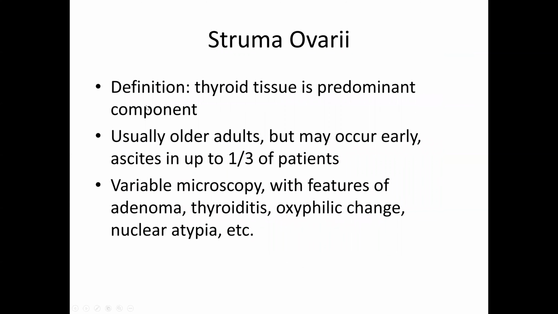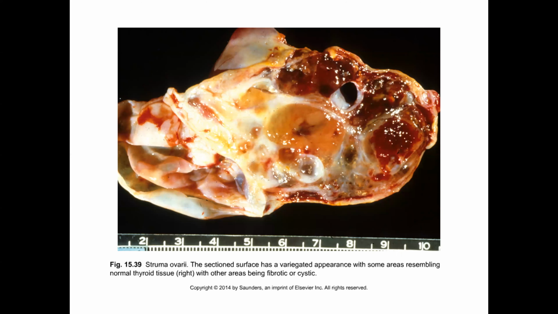Struma ovarii is the most classic type, typically just defined as thyroidal tissue present in the ovarian parenchyma. This usually presents in older adults and may have variable microscopy because of the diversity of findings that one can see with thyroid tissue. And so you can see some of the same thyroid diseases in the ovarian component that you might see elsewhere: thyroiditis, nuclear atypia, and various kinds of neoplasms from adenoma to carcinomas.